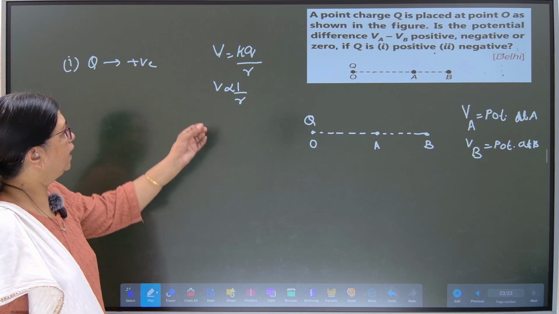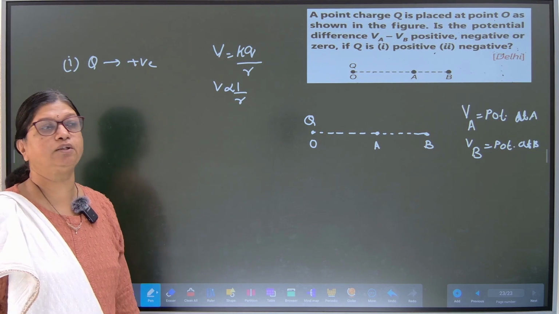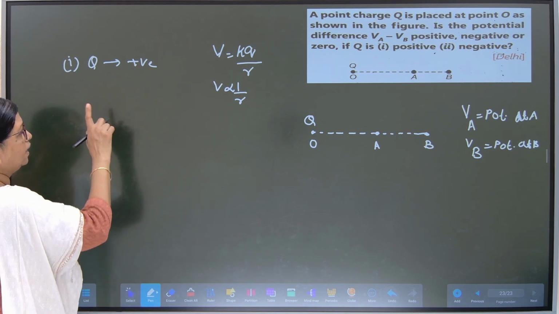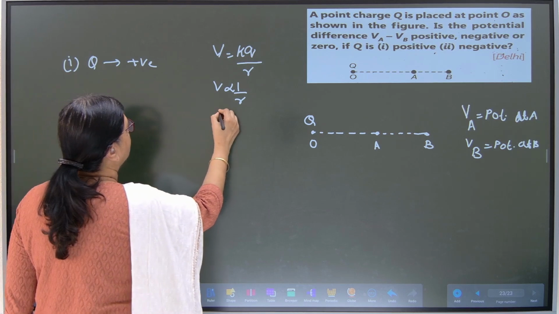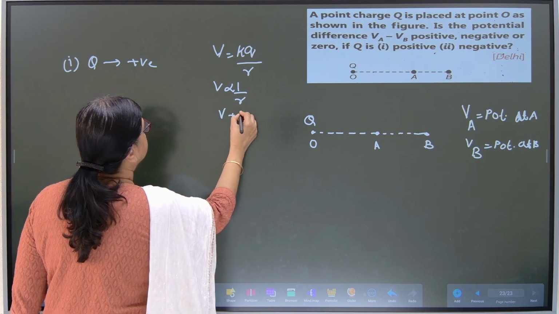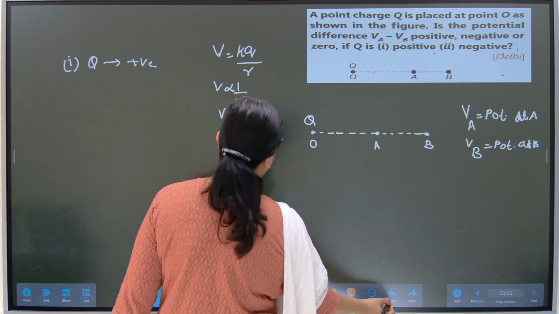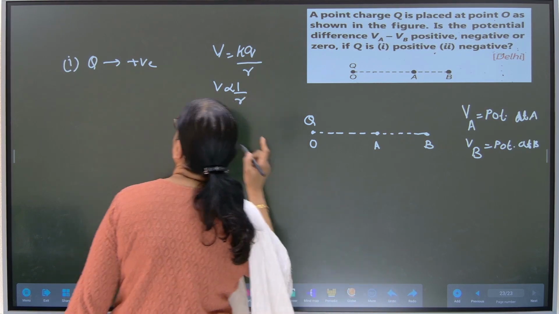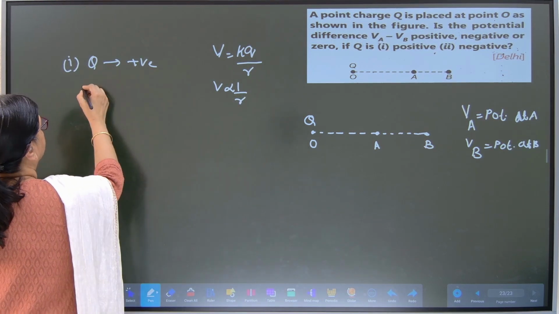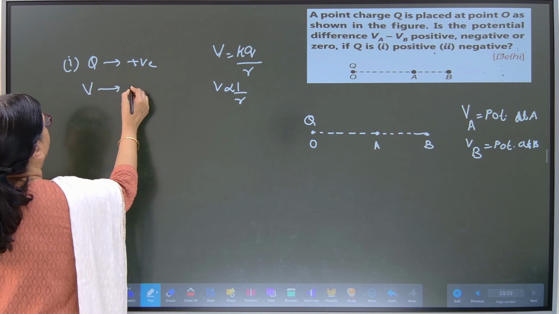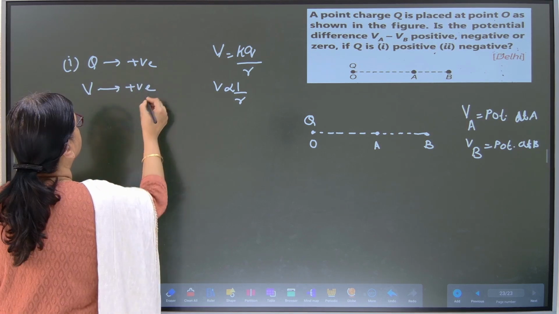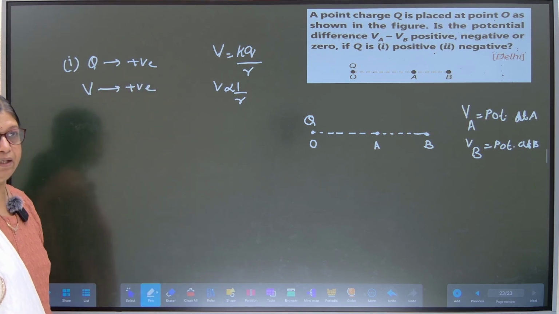Agree? Okay. If V is inversely proportional to distance, and Q is positive, then V also will be positive in this case. Agreed? So I'll write it here that in this case, when Q is positive, V will also be positive, definite. Clear? Okay.